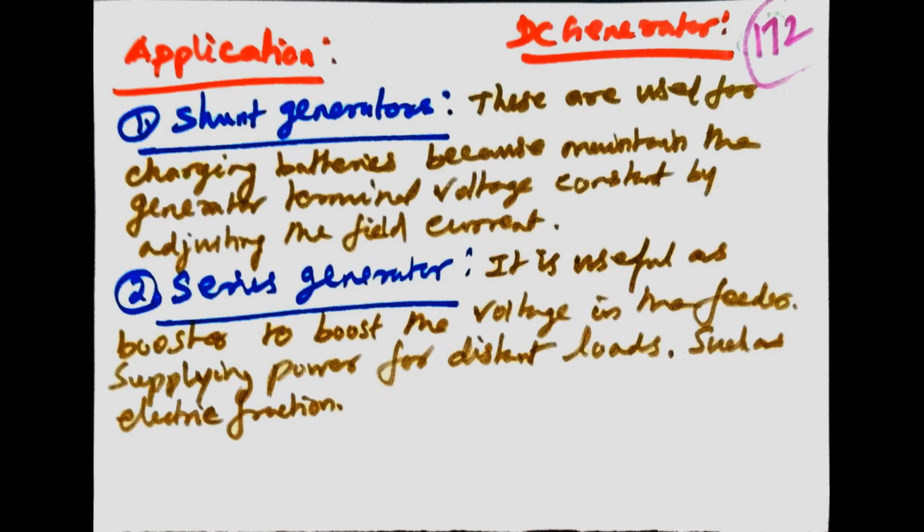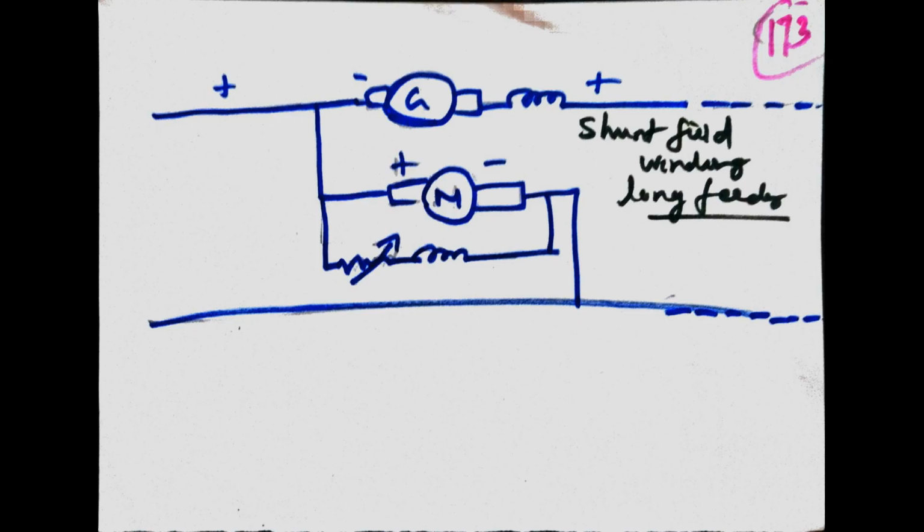Application of shunt generators: these are used for charging batteries, because they maintain the generator terminal voltage constant by adjusting the field current. The series generator is useful as a booster to boost the voltage in the feeder, supplying power for distant loads such as electric traction. The shunt generator, shunt field winding and long feeder connections are shown in the figure. The generator is in parallel with the motor, with the field rheostat and shunt field winding. The series field winding is connected in series. The circuit diagram is shown in the figure.